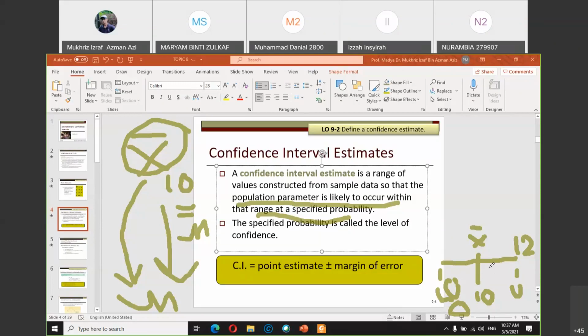But whether mu is 9, 9.5, 10.5, or 11.5, I do not know. What I am sure of is that the value of mu is somewhere between 8 to 12. Of course, if we know that mu is 11, there is no need to calculate the CI, the confidence interval. But say mu is actually 11, which is correct lah, because when you calculate your confidence interval, you say that it is between 8 to 12.